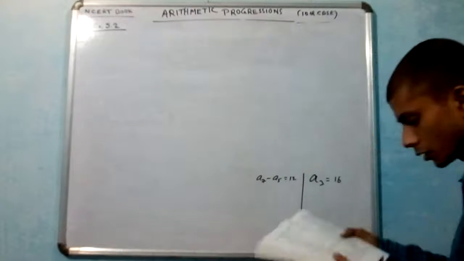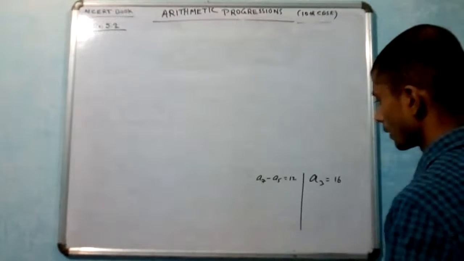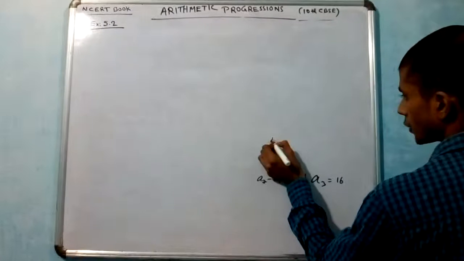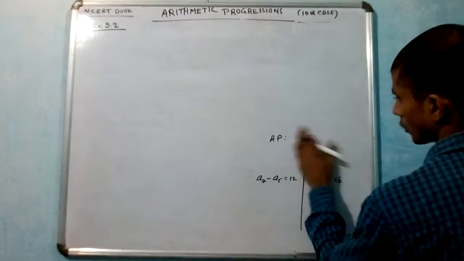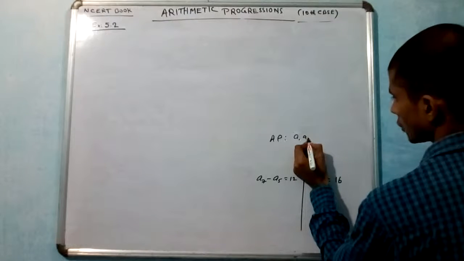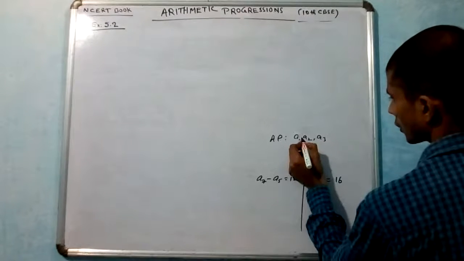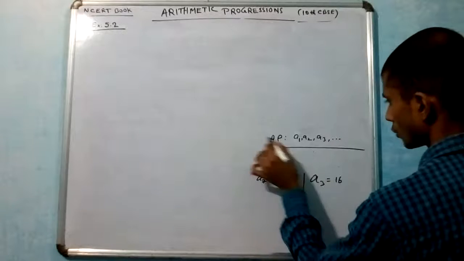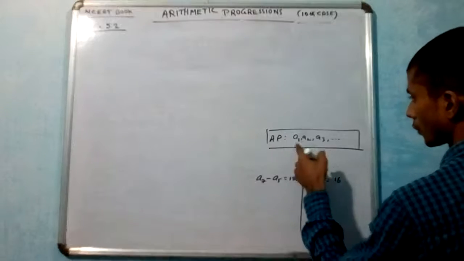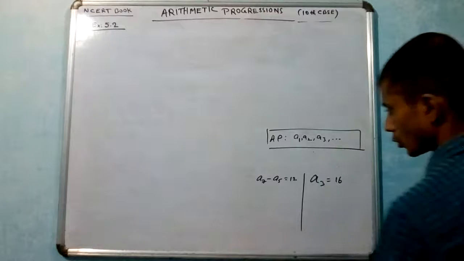Determine the AP. Determine the AP means you find the AP and you write at least three terms: A1, A2, A3. Like this you write dot dot dot, since it is an infinite AP, nothing is given, so infinite. In the last you write the values of A1, A2 and A3. So we just have to solve this, and we will get the answer.